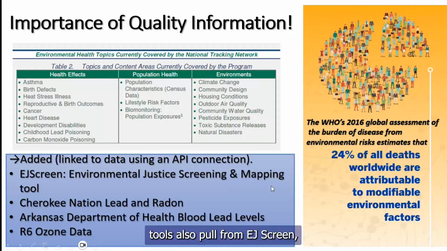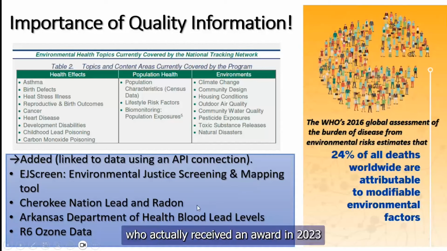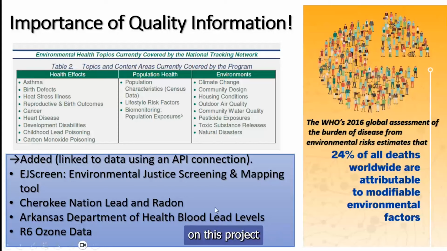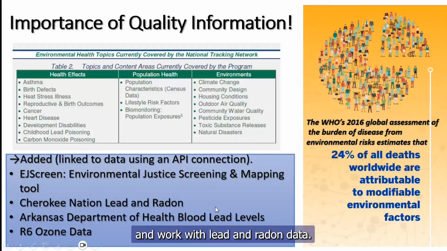These tools also pull from EJ-Screen, which is EPA's environmental justice screening and mapping tool, from data from our tribal partners, such as Cherokee Nation, who actually received an award in 2023 for their partnership on this project and work with lead and radon data. Then it also uses both state and regional data.